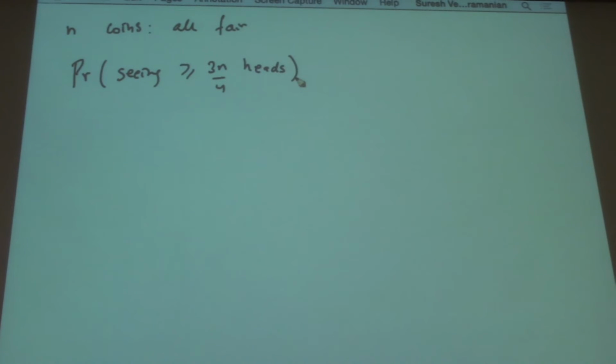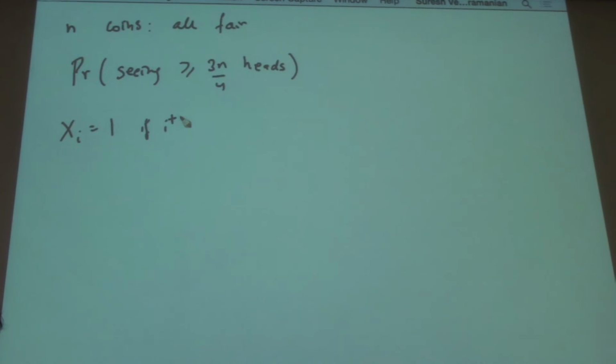Can we apply the Markov inequality to solve this problem? So here's what we can do. We can define a random variable. Let's say xi is equal to 1 if the ith toss is equal to heads. So there are n variables like this. What is the total number of heads we see expressed in terms of the xi's?